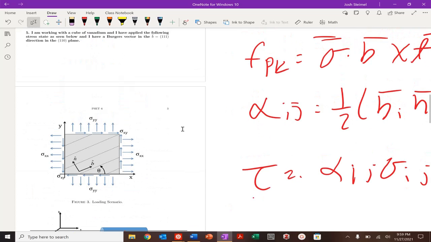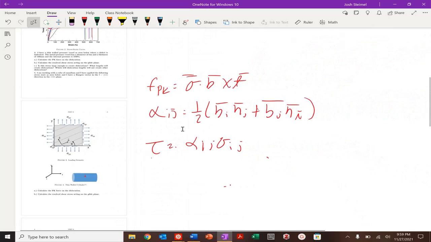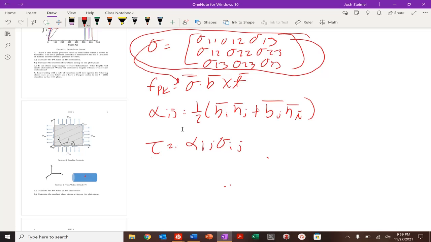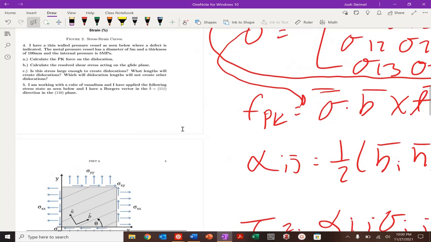So let's say that we apply some generic stress: sigma 1,1, sigma 1,2, sigma 1,3, sigma 2,2, sigma 2,3, sigma 3,3. So let's just say we apply some generic stress state on our system. So this is going to be the stress that we apply. Now the stress can also be the stress from another dislocation, just as we saw previously in our lecture notes.